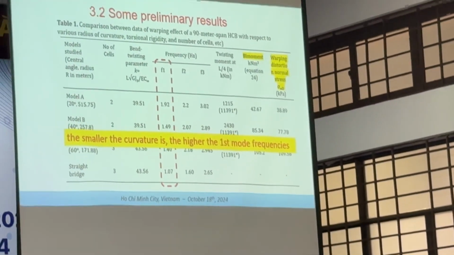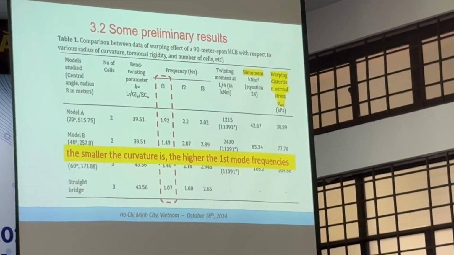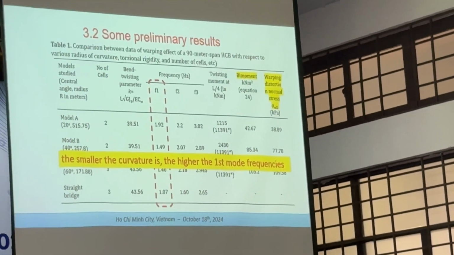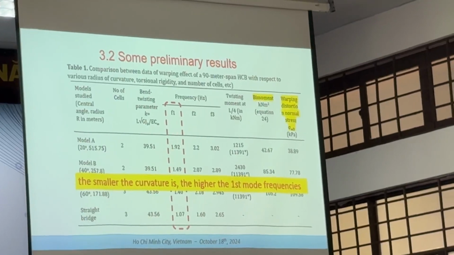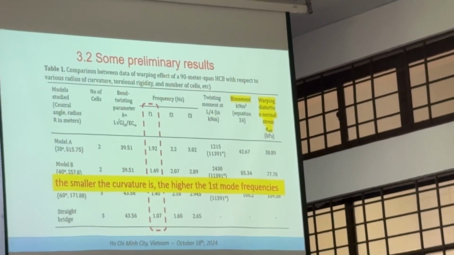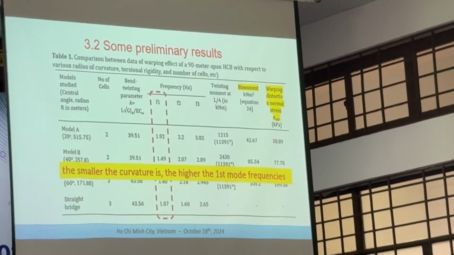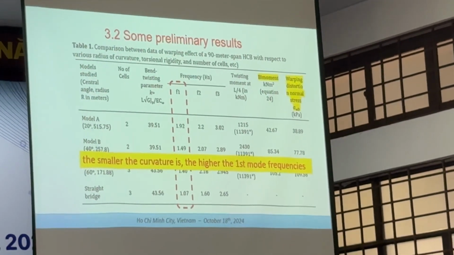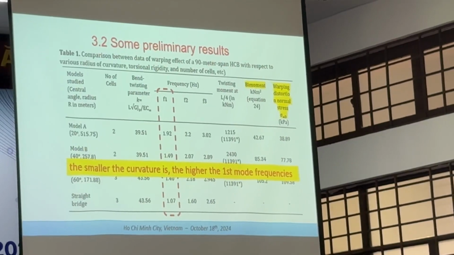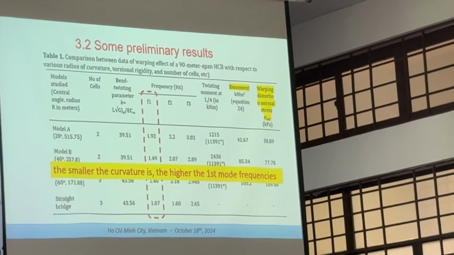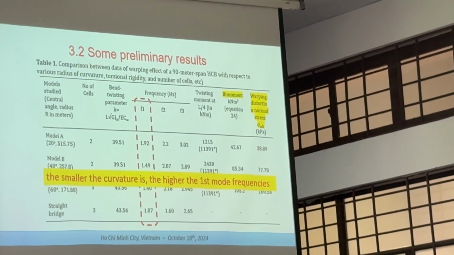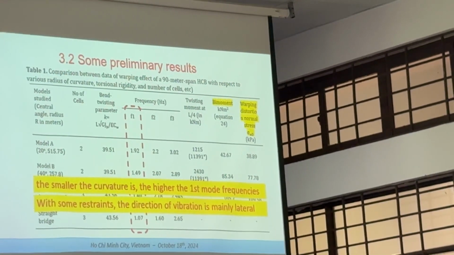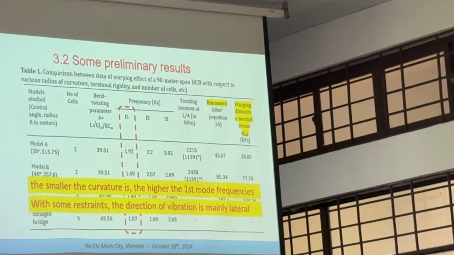And we come to realize that the smaller the curvature, the higher the mode frequency. But what is the direction of vibration? We often understand that the easiest direction is vertical, but with some restraint, the direction of vibration is mainly lateral.